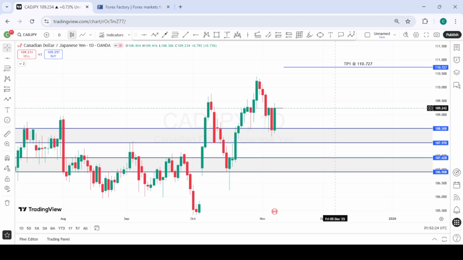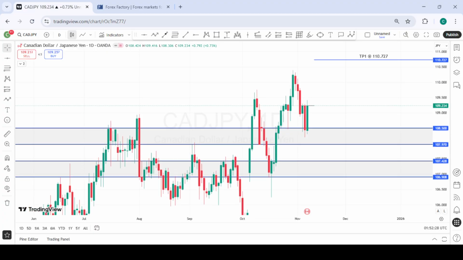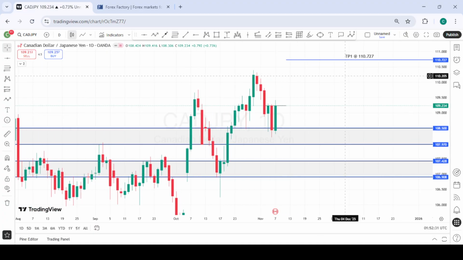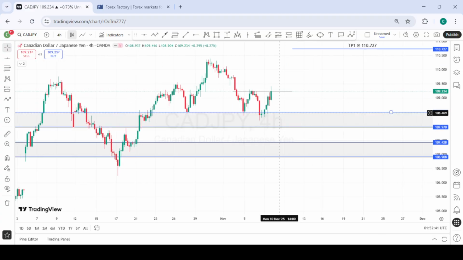We also have here CADJPY, and as we can see, CADJPY has reacted from a very strong area of interest. I think it's a monthly area of interest, so it's a very strong area of interest. So going forward, we're looking out for this structural shift, this daily structural shift here.